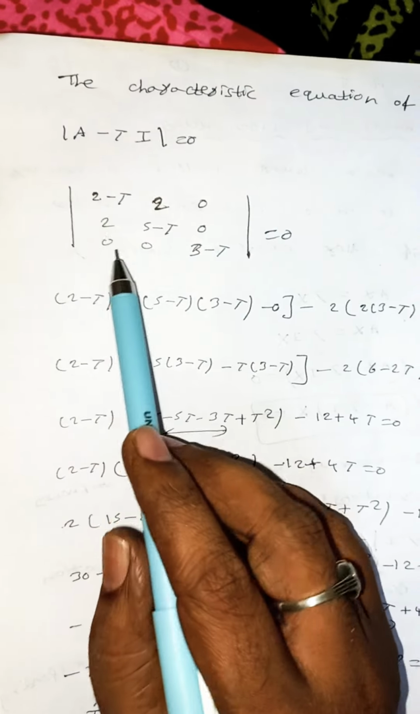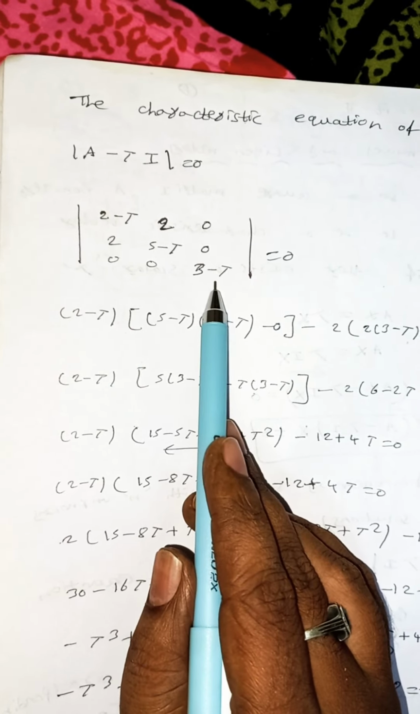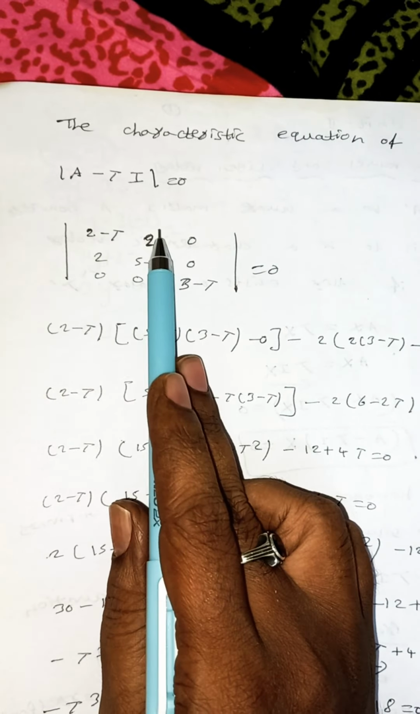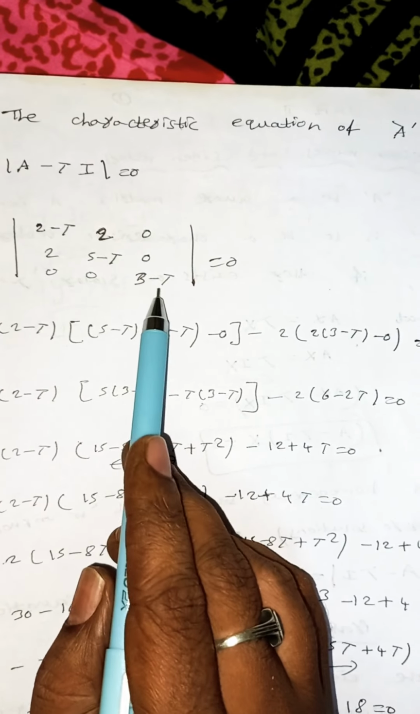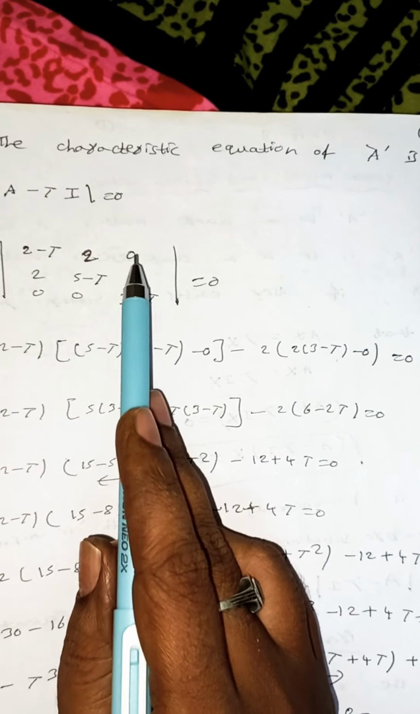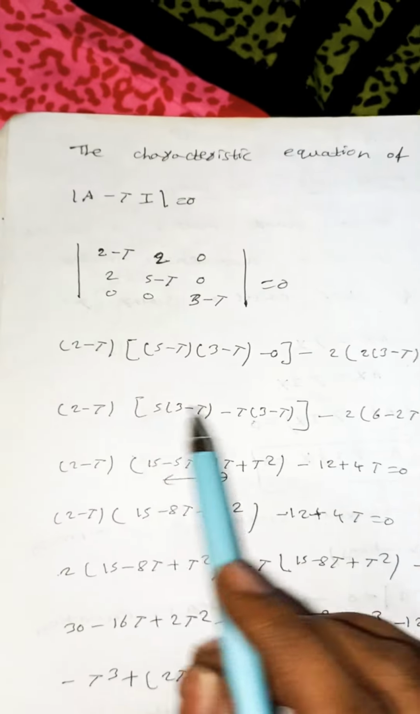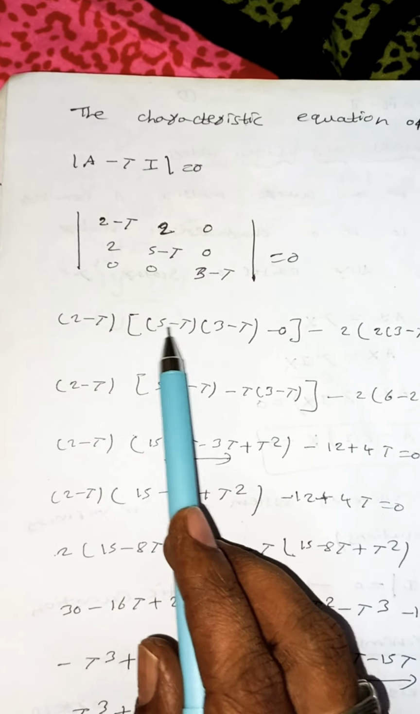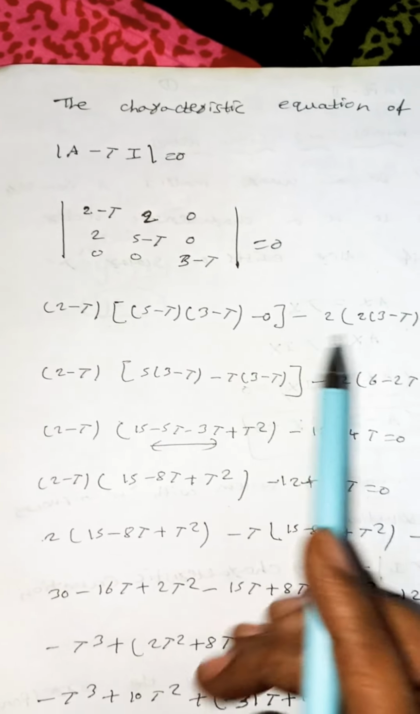Now multiply: 2 minus lambda into 5 minus lambda into 3 minus lambda minus 0 into 0, which is 0. For the determinant the signs are plus, minus, plus. So here minus 2 into (2 into 3 minus lambda minus 0 into 0). Next, here 0 is there, and 0 into something is 0, so no need to multiply. Write 2 minus lambda as it is. Here the first term goes into this whole term, and again the second term, minus lambda, goes into this whole term.